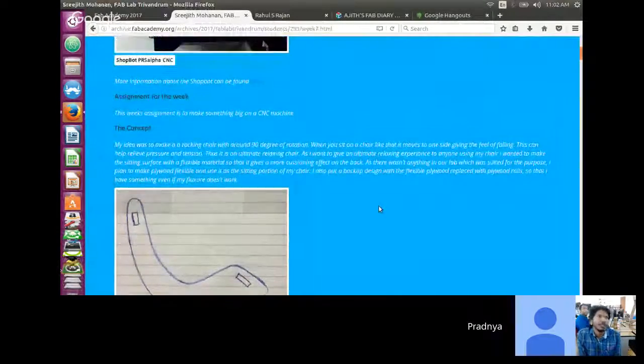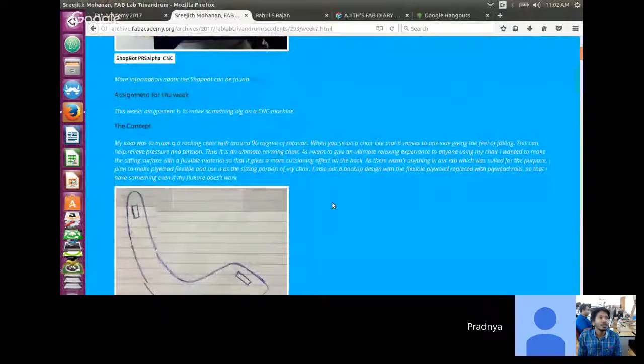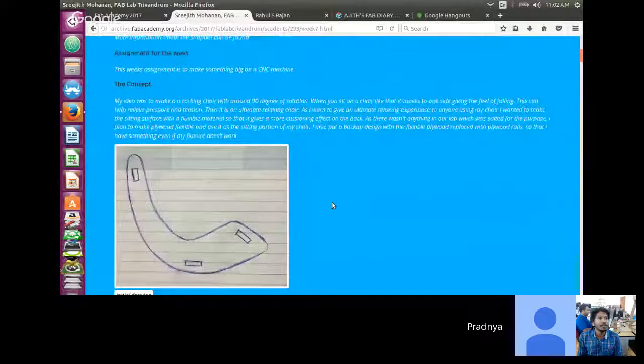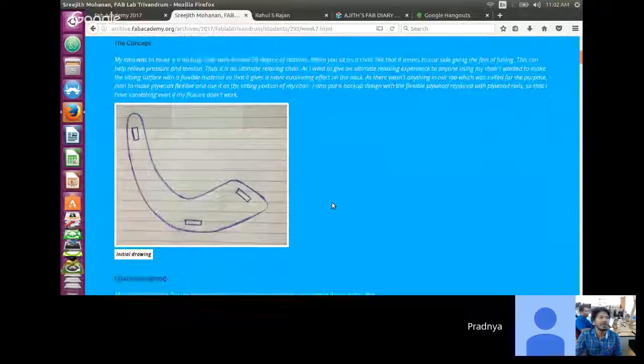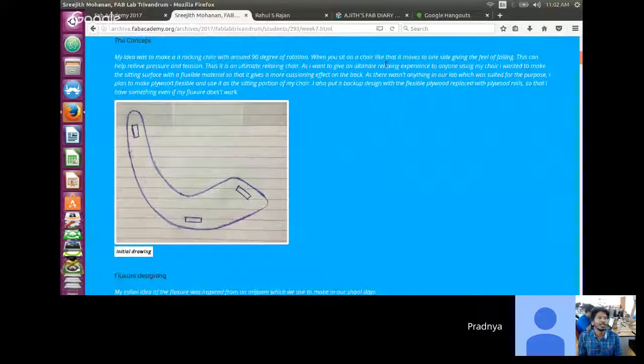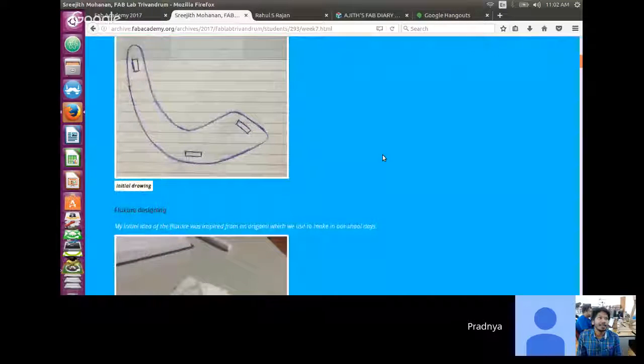So what I was looking to make is a rocking chair with around 90 degrees of motion. When you sit on it, you will feel like you're falling, so that you will have a sense of relaxation from your work. That was what I was planning to make, and the design you see is the initial drawing which I made.